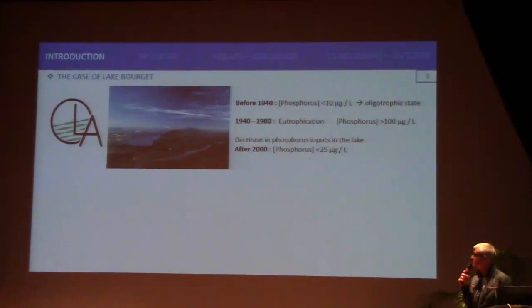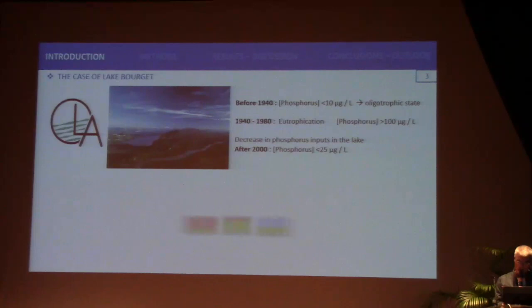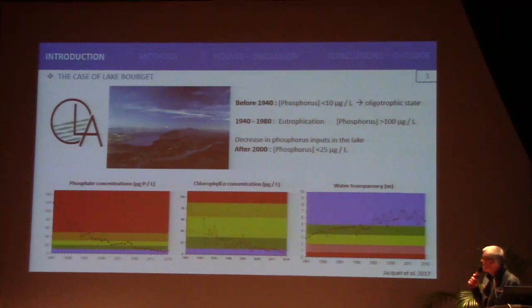So policymakers decided to restore this ecosystem, and it has been a really beautiful success of re-oligotrophication, of restoration, because after 2000, phosphorus was reduced below 25 micrograms per liter. If we look at these different limnological parameters we are quite used to, like phosphate concentration, you can see that this decrease was dramatic for the phosphorus. Now we are at about 10 micrograms per liter. You can also see the decrease of maximum chlorophyll A concentration in summer and the concomitant increase of water transparency.